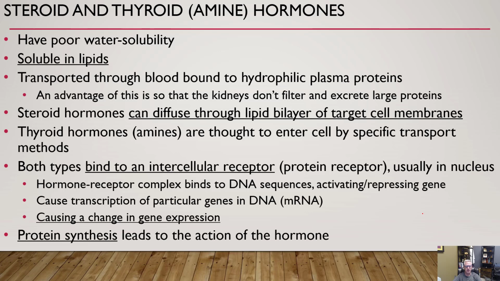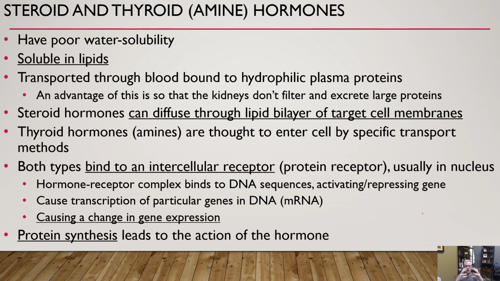Remember, I said that if you're lipid soluble, you have to be packaged a little bit differently in order to travel through the blood. Remember, blood is water soluble, so they're going to be bound to plasma proteins. These hydrophilic, or water-loving, plasma proteins are going to package the hormone. So you're going to have the water portion on the outside, and then inside you're going to have your fat-soluble lipid hormone, or your steroid hormone, or your amine hormone. And on the outside you're going to have this plasma protein that's going to go around through the bloodstream.